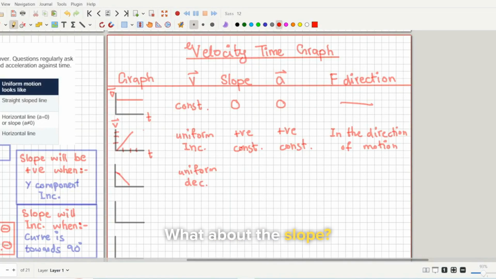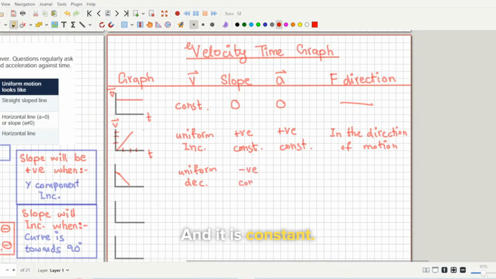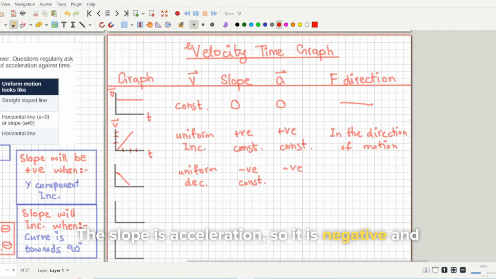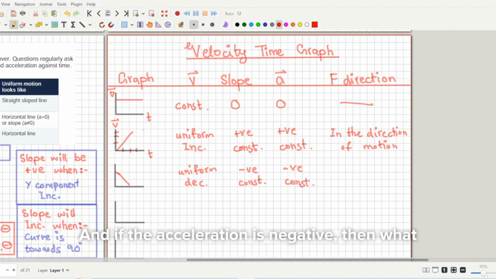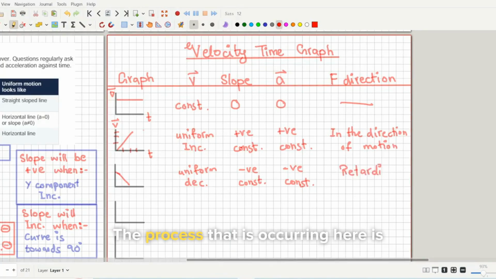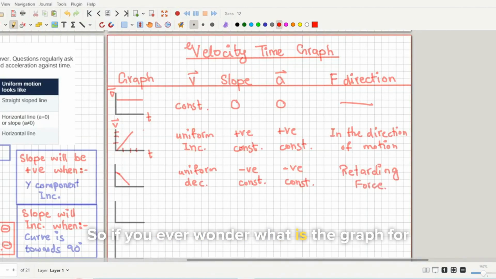What about the slope? As you can see, the slope is negative, right? And it is constant. What about acceleration? The slope is acceleration, so it is negative and constant. And if the acceleration is negative, then what does it tell you? That the force is in the opposite direction of the motion, or you can say that it is retarding force, right? The process that is occurring here is retardation. So if you ever wonder what is the graph for retardation, it is right in front of you.